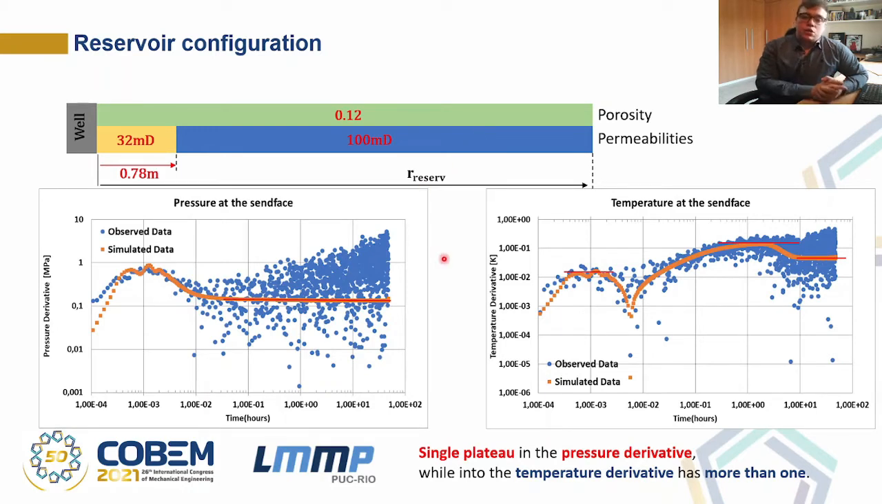Analyzing the log-log derivative plots, we can observe that the pressure has only a single plateau, which indicates that the pressure sees a reservoir with only one permeability zone, and the temperature derivative plot has two plateaus, which indicates that for the temperature we are seeing a reservoir with two permeability zones.